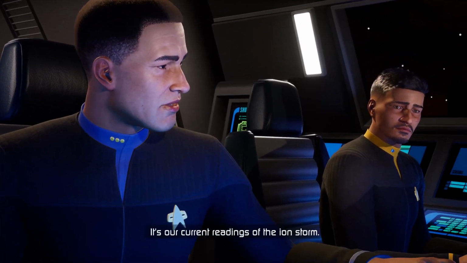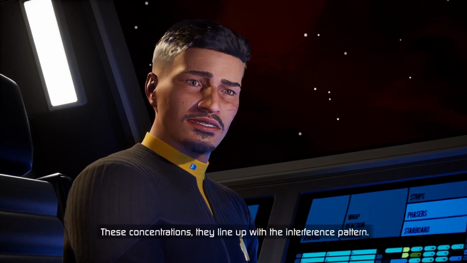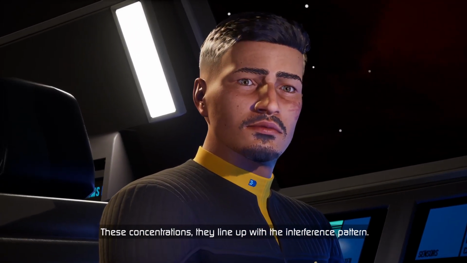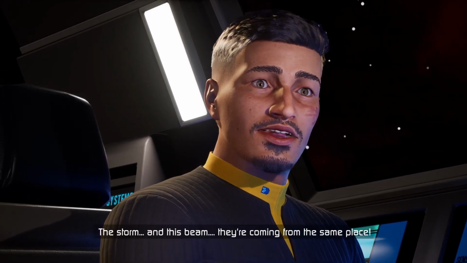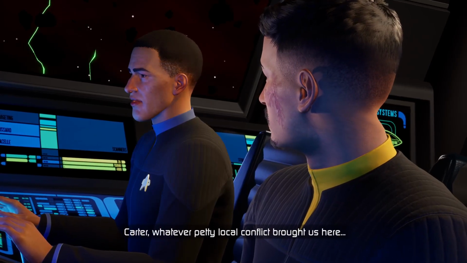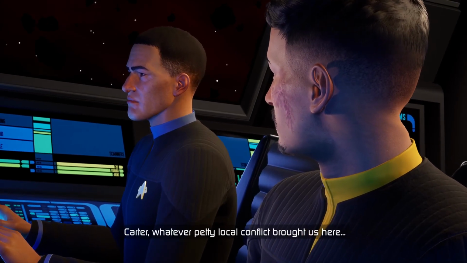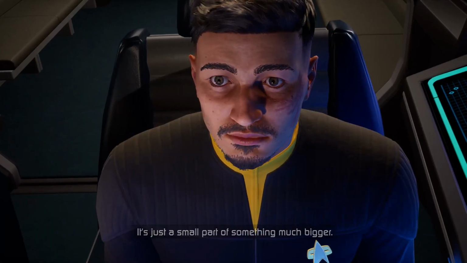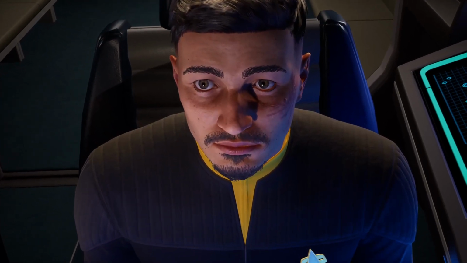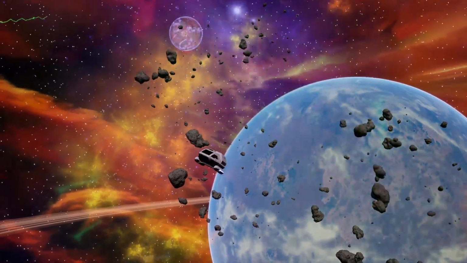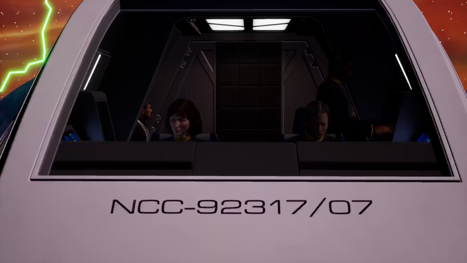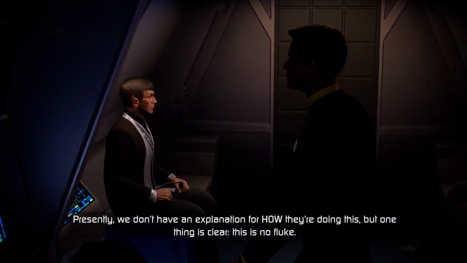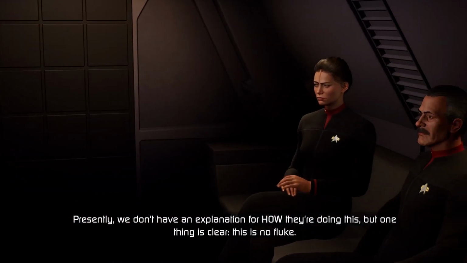Now, look here. Current readings of the ion storm concentrations line up with the interference pattern. The storm and this beam, they're coming from the same place. Captain, whatever petty local conflict brought us here, it's much bigger. Presently, we don't have an explanation for how they're doing this. One thing is clear, it's no fluke.